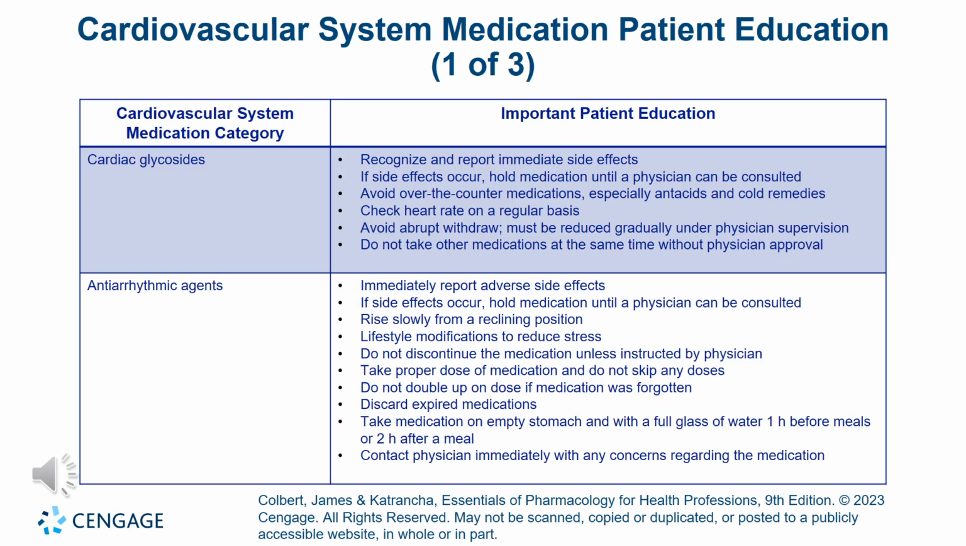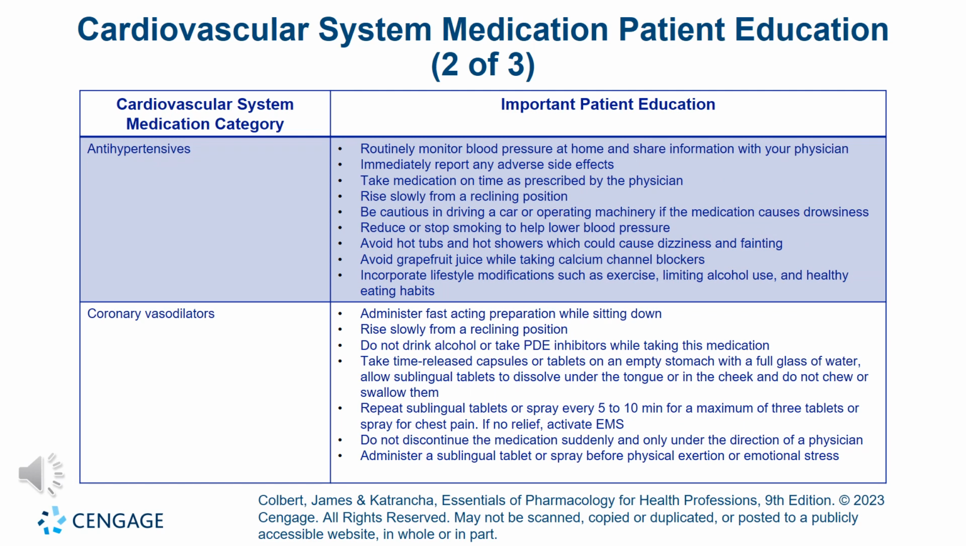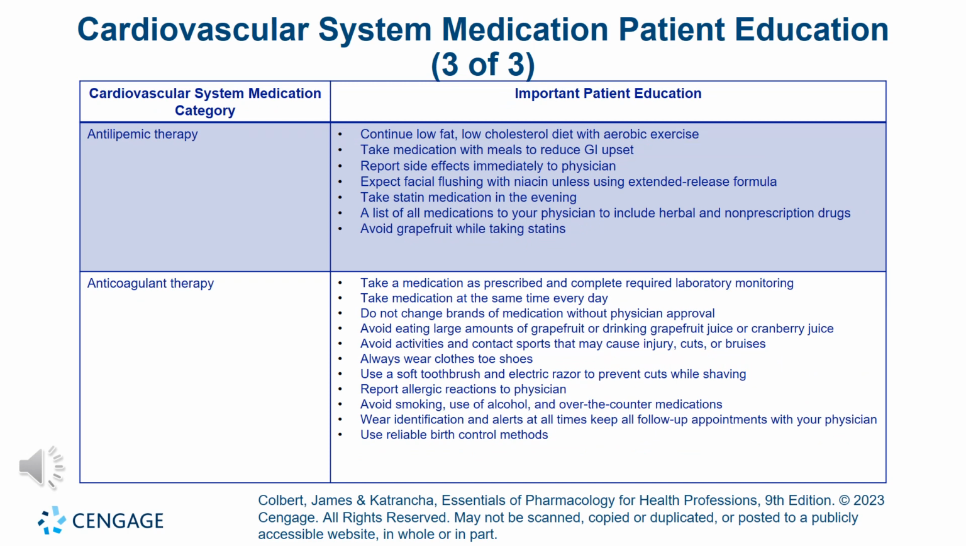This is one of 3 slides that provides cardiovascular system medication categories, as we discussed in this chapter, and important patient education. The first 2 are cardiac glycosides and antiarrhythmic agents. Slide 2 contains important patient education on antihypertensives and coronary vasodilators. Slide 3 provides important patient education on antilipemic therapy and anticoagulant therapy.